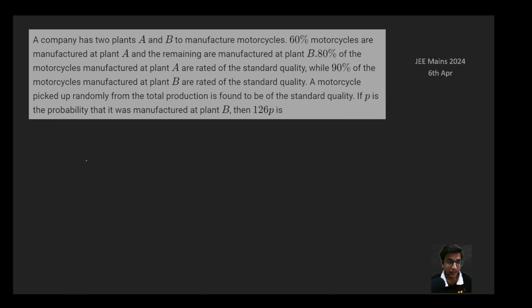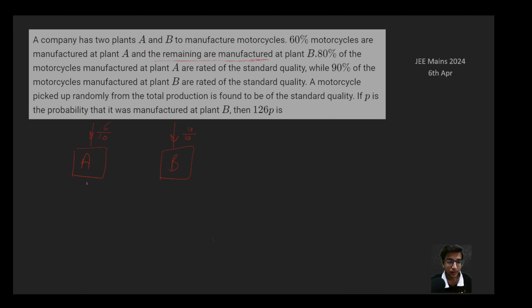That means, again, if let's say this is my A plant and this is my B plant, for me to get into A it is 60 by 100, which is 6 by 10. For me to get into B, they've told us that the remaining are manufactured at B. That means 4 by 10 percentage of the motorcycles are manufactured at plant B. Now they've told us that 80% motorcycles of A are of standard quality and 90% of B are of standard quality. Now a motorcycle is picked at random and the total production, and it is found to be of standard quality. That means our total probability is for us to find out the probability of finding a standard quality motorcycle.